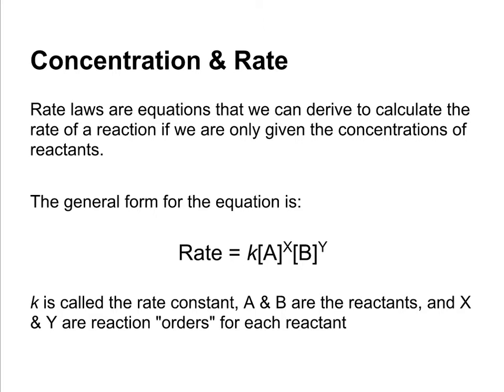Now that lowercase k, that's called the rate constant. That's something we have to solve for. A and B, that's just the identity or the chemical formula of the reactants. The brackets around them mean concentration of the reactants in molarity. And x and y, those exponents are called reaction orders for each reactant.